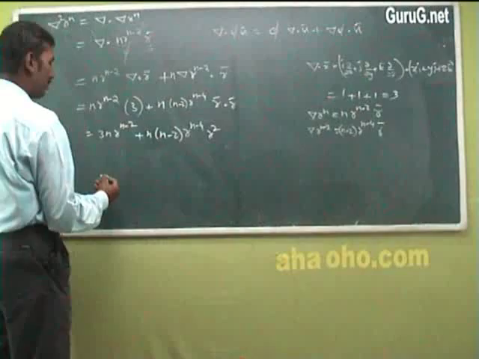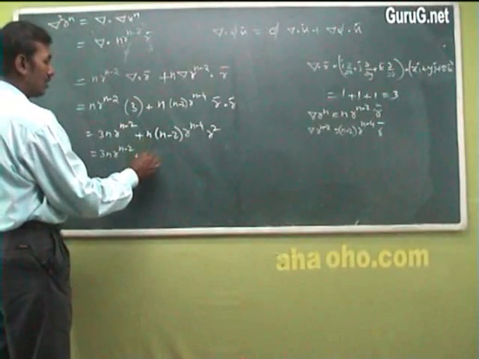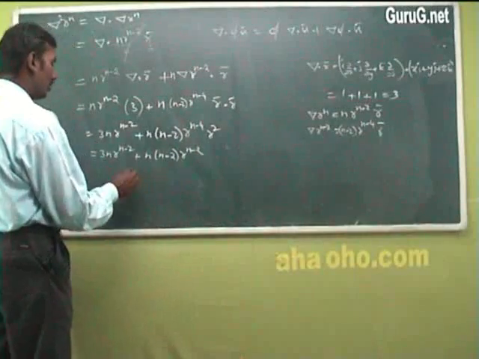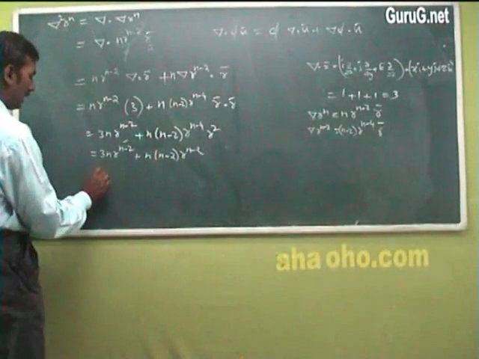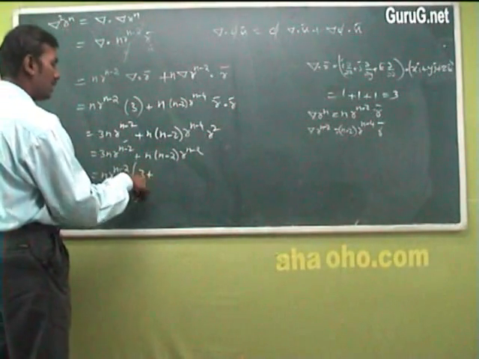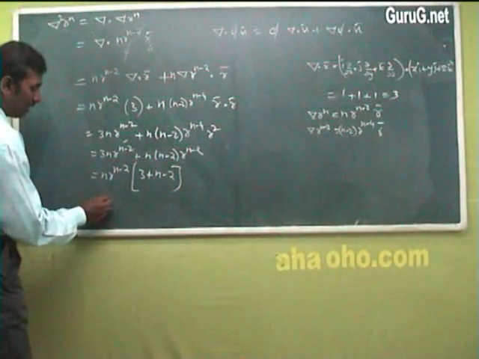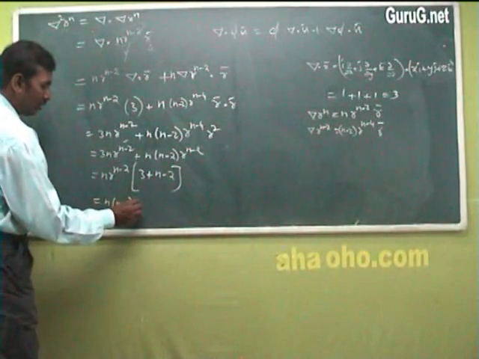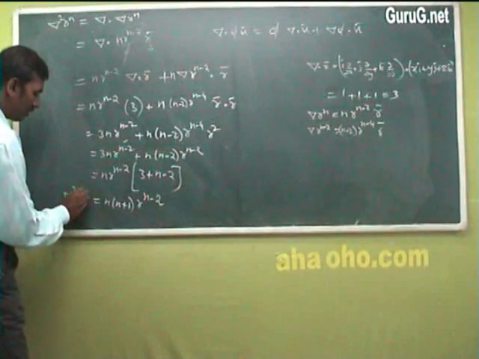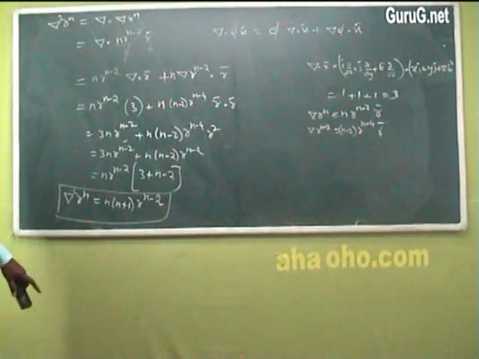Then combine: 3n r power n minus 2 plus n into n minus 2 r power n minus 2. So you can take n into r power n minus 2 outside. So 3 plus n minus 2 gives n plus 1. So n into n plus 1 into r power n minus 2. So this is the result for del squared r power n, right?